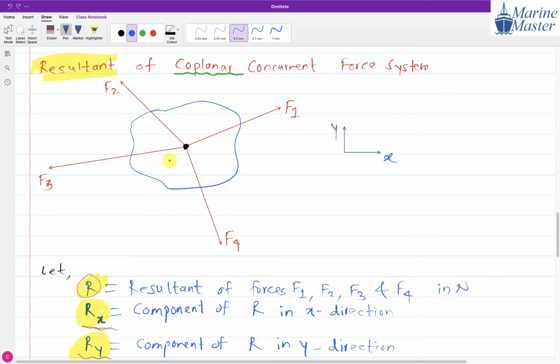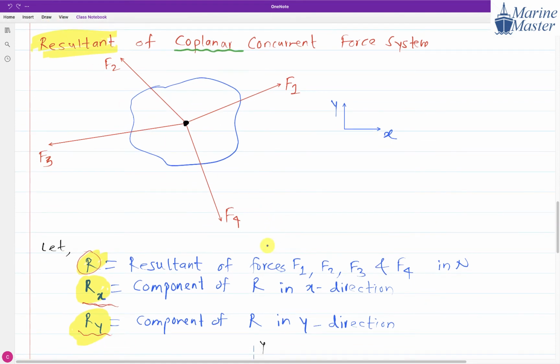Any doubt in this discussion, sir? No sir. F1, F2, F3 and F4 are in Newton, na sir? Yes, in Newton. All forces generally we will prefer in the Newton unit. Whatever the unit of these four forces, the same will be the unit of its resultant also. Understood sir. But generally for force we will prefer the unit Newton.